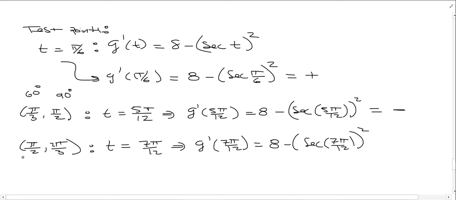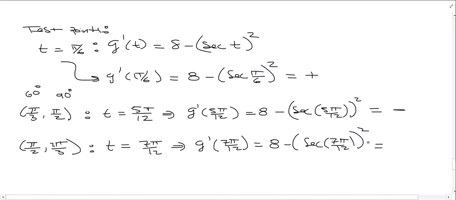Or, like I said, you can use degrees. Change them to degrees, 90 and 120, and pick something in between if you don't want to find the midpoint with the fractions. But when you do this, you're going to get that secant of 7 pi over 12 is still a positive number.